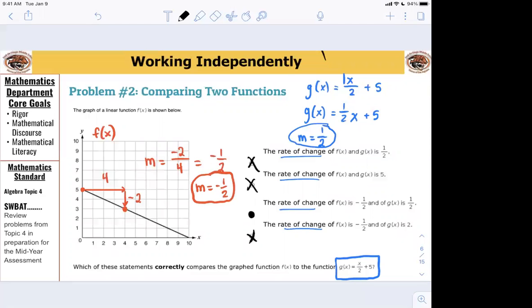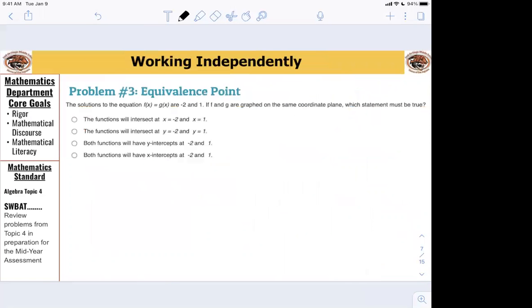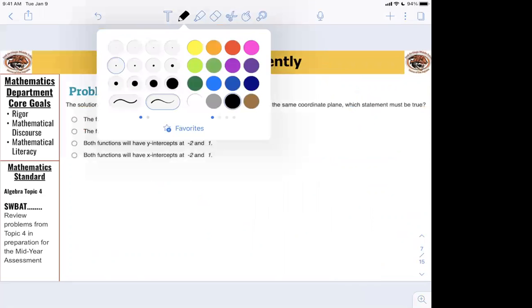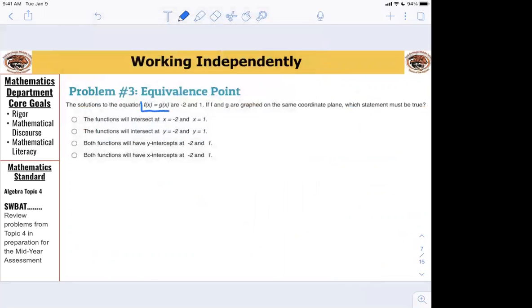All right. Number 3. The solutions to the equation f of x equals g of x are -2 and +1. If f and g are graphed on the same coordinate plane, which statement is true? So my group 3, that I spent some time with today, we did this one together. So who can remind me from that group, what is this called when you have f of x equals g of x? And what does it mean?